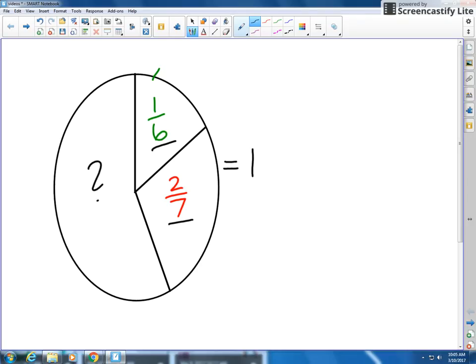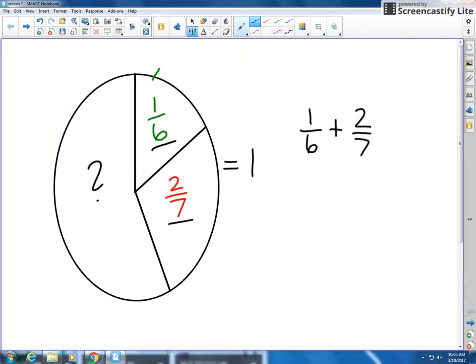Probability maximum is 100%, and 100% is equal to 1. So what I want to do is take 1/6 of my spinner and add it to 2/7 of my spinner to see how much of my spinner is already covered. Well, I can't add fractions if they don't have common denominators.